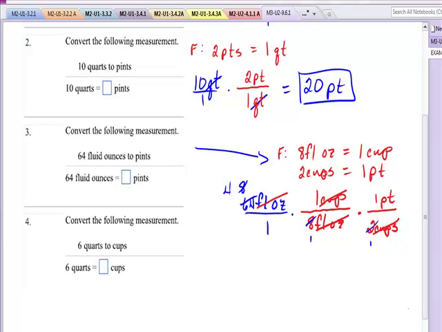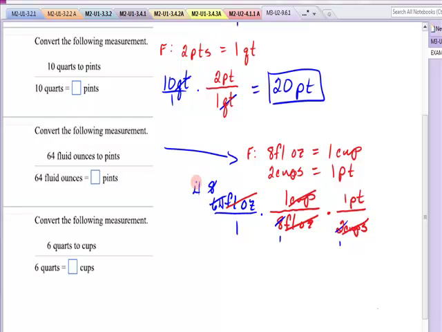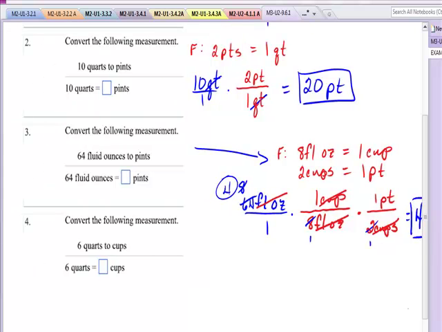The numbers, whatever happens, happens. I think I have only a 4 left, times 1 times 1. I have all 1s on the bottom. I have 4, and the only unit left is pints. So it is 4 pints. Okay, had to use 2 facts to do that, and I think I may have to in the next one as well.